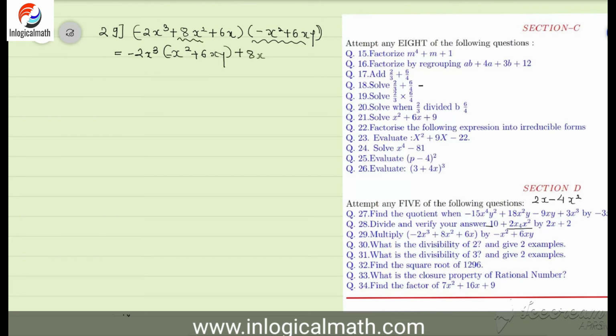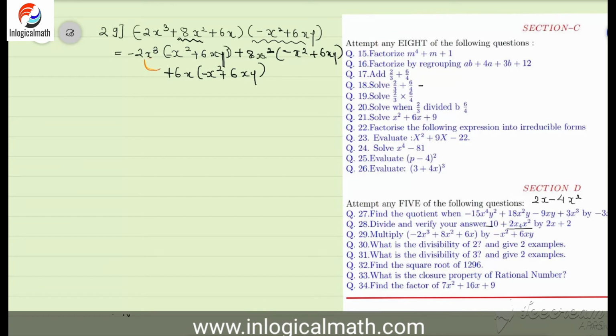Okay, take the second term. This kind of method is done for each and every kind of polynomial. So whether it is monomial, binomial, or trinomial, this method is performed in every kind of polynomial. So plus 8x square, write the other bracket as it is, minus x square plus 6xy, plus 6x, then in another bracket minus x square plus 6xy.